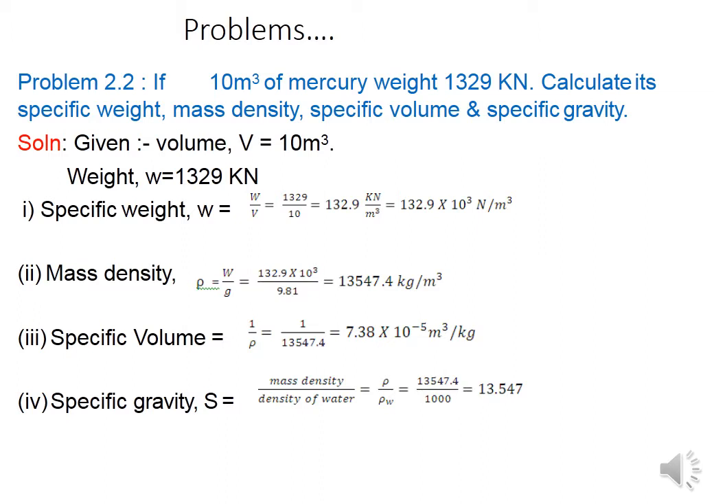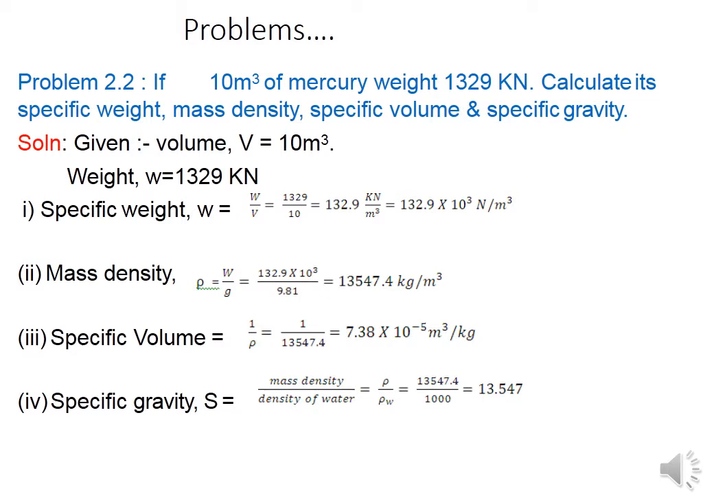Mass density. Mass density is what? We know that or density you can calculate. There are two methods. One is weight density is equal to density into gravity, or else you can calculate density is equal to mass by volume. So mass, how you have to calculate? 1329 divided by 9.81, you will get mass. Gravity is 9.81 and the volume is 10, or else you can directly, one more formula is weight density divided by gravity, will get a mass density.